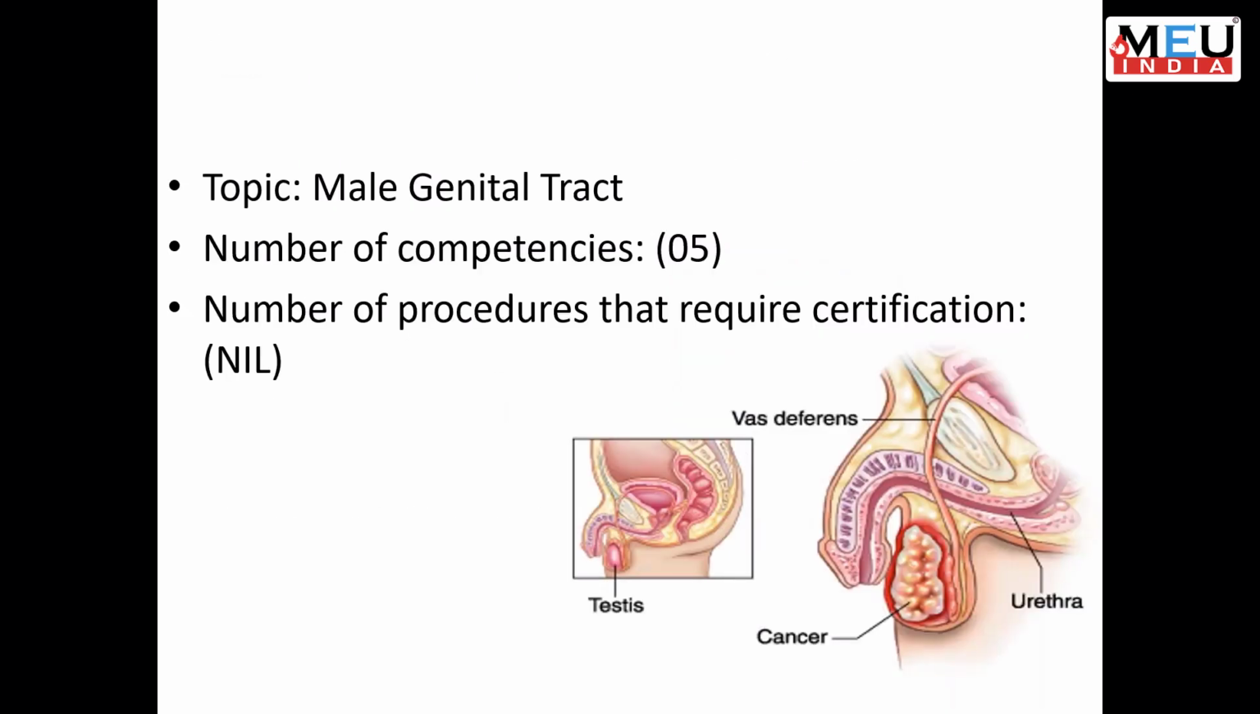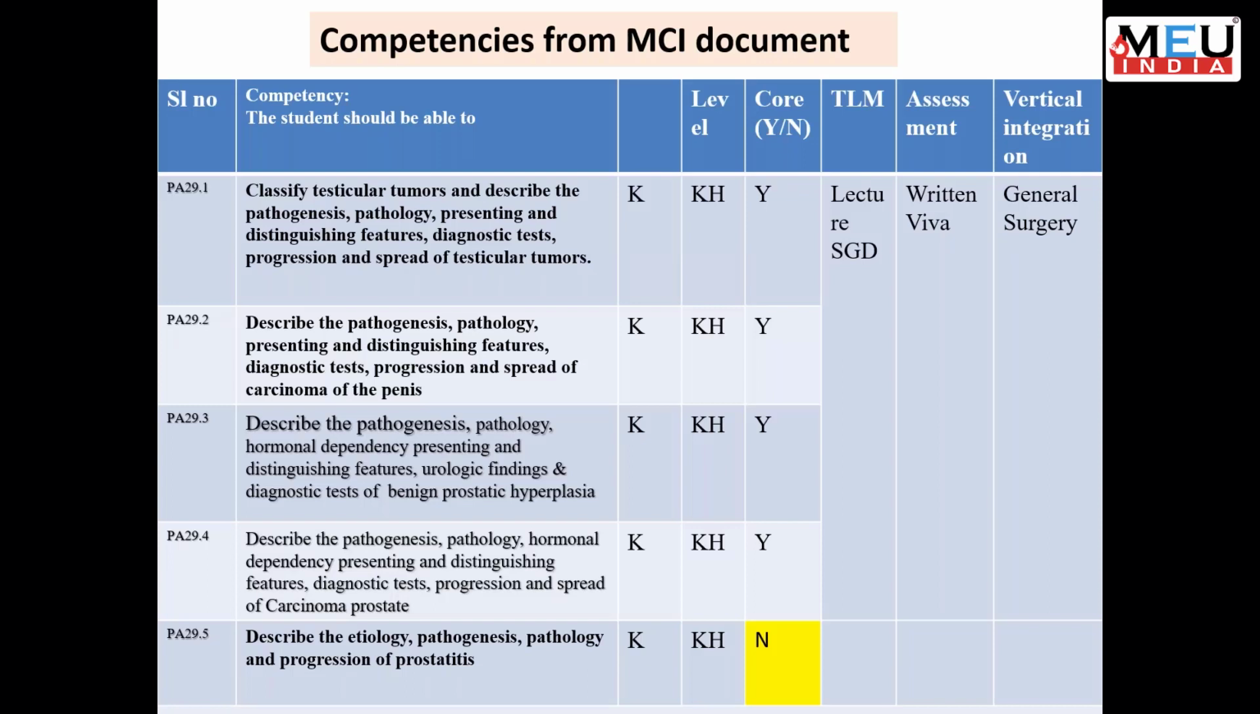The number of competencies according to the NMC given in male genital tract is 5. The number of procedures that require certification is nil. These are the competencies given by the NMC documents: pathology 29.1, 29.2, 29.3, 29.4 and 29.5. Today I'll be going through each competency and how we write the SLOs.